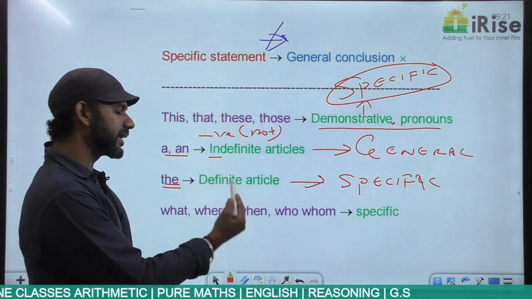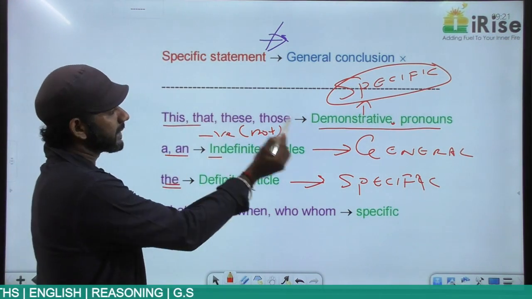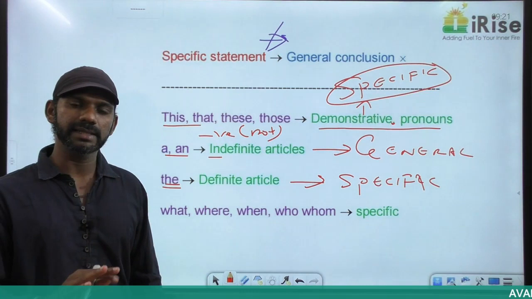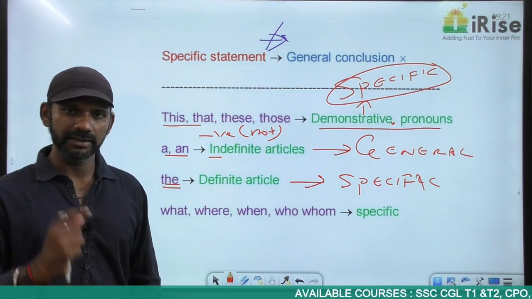The is the definite article taken as specific. Then this time, this is a demonstrative pronoun taken as specific. So because of three reasons, I can say it is a very specific statement. I, the first rank, this time.